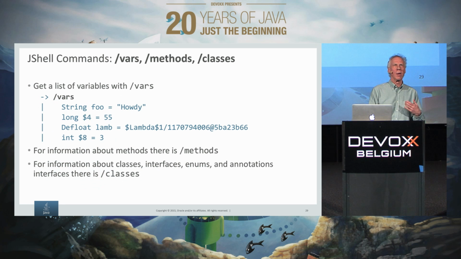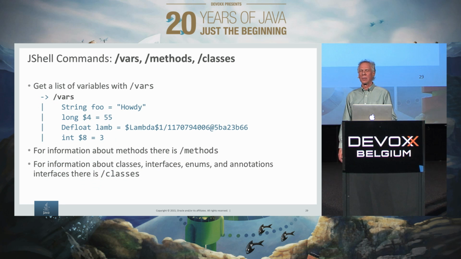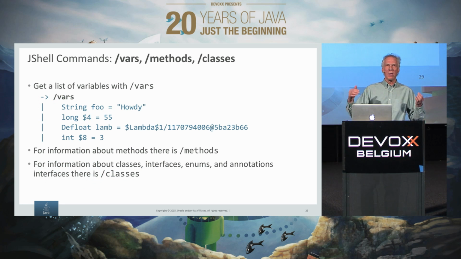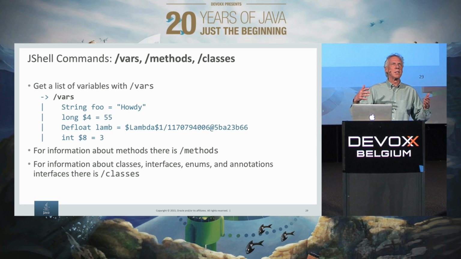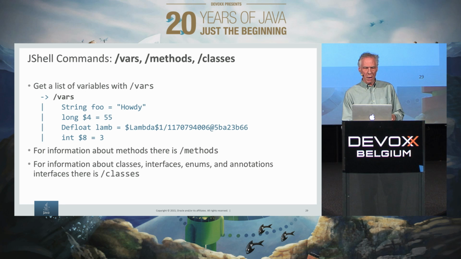You can query for which variables you have. Here we see both the explicitly defined variables like foo and lamb, and the temporary variables that have automatically been created for us. Similarly, there's slash methods to get information about methods, and slash classes to get information about classes, interfaces, and so on.